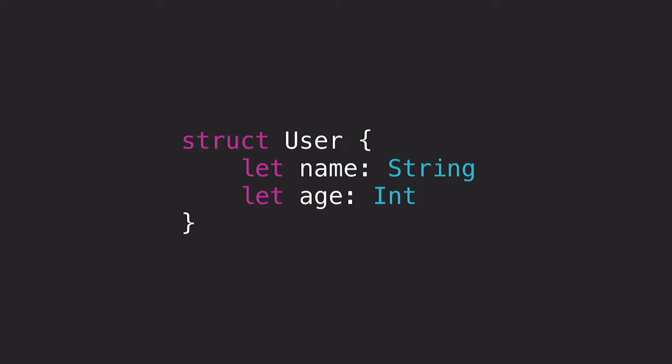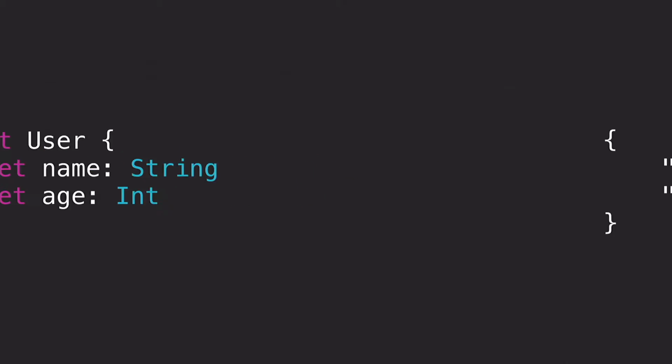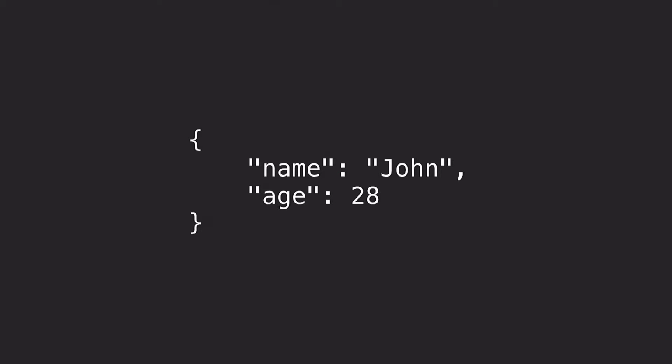Let's say we have a very basic user structure in our app that we use to model the way our users look when we're using our app. They have a name and an age. Very simple. And we would get some data from our backend to turn into this kind of user structure that would look something like this. We would also have just a name and an age, very straightforward.